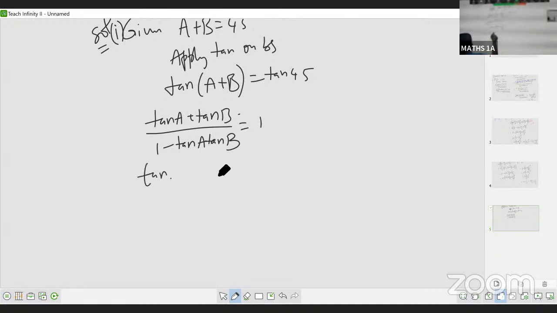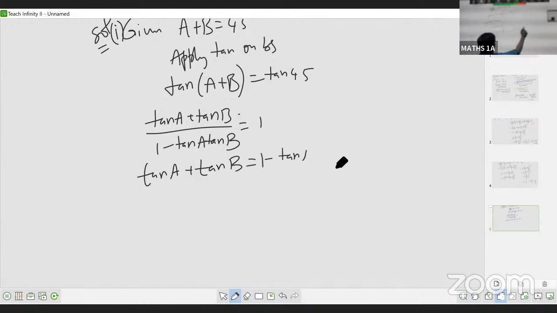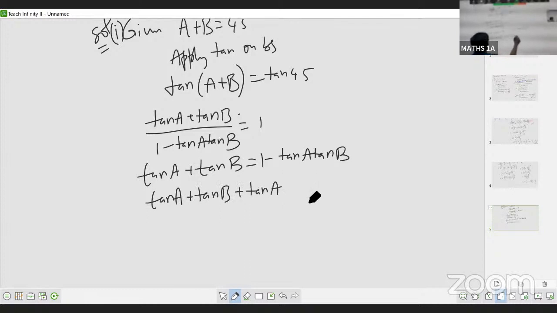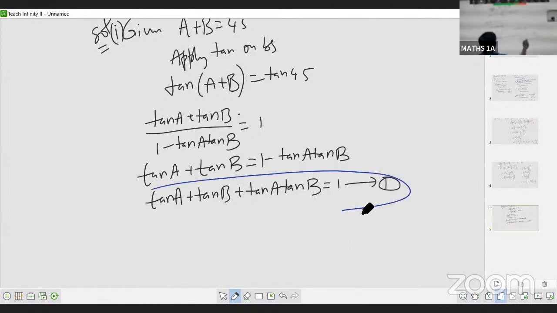Then tan a plus tan b is equal to, cross multiplied, 1 minus tan a tan b. Now that is tan a plus tan b plus tan a tan b, bringing this negative part inside, equal to 1. This I will put as 1. And this is the result I am going to use now in proving the sum.